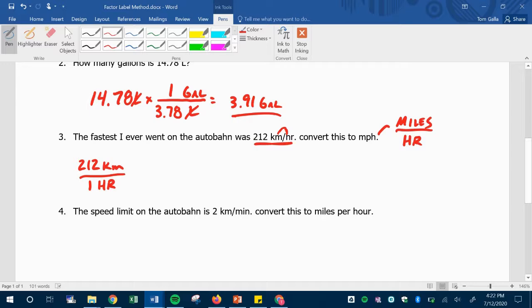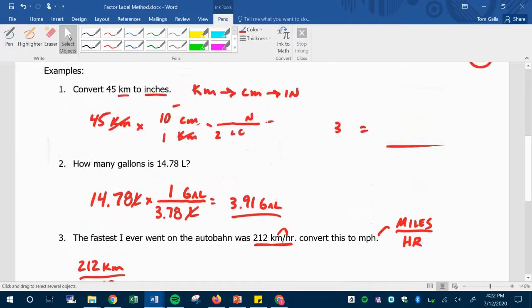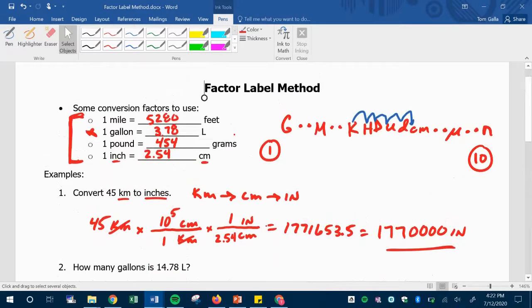So same idea is true. Now, if we have kilometers per hour and we're trying to get to miles per hour, the important thing here is we need to convert kilometers to miles. Since we don't have a conversion factor that goes straight from kilometers to miles, what we do have is a conversion factor to go from inches to centimeters.